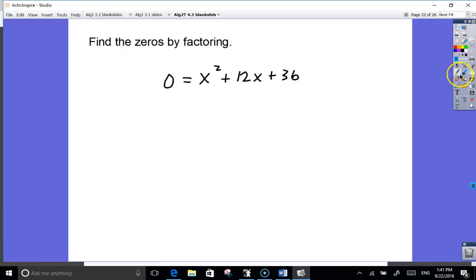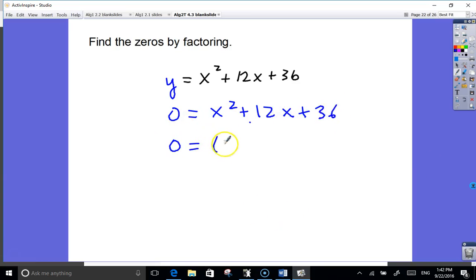Okay, and again, I'm going to change, that was sloppy of me, y equals. Find the zeros of this function. We know that that's like solving this equation. And I think we actually factored this one already, didn't we? It was x plus 6 squared. So what is the only zero for this function?